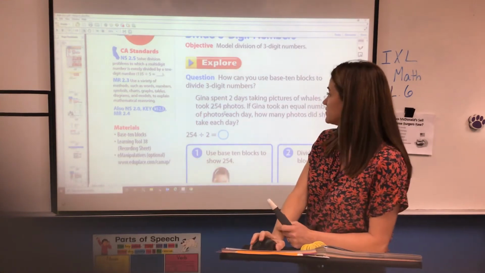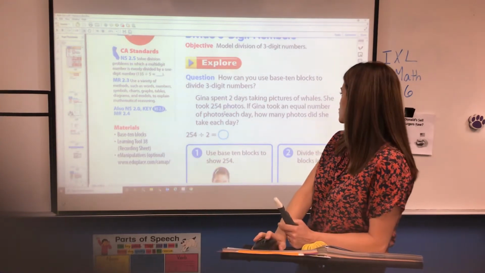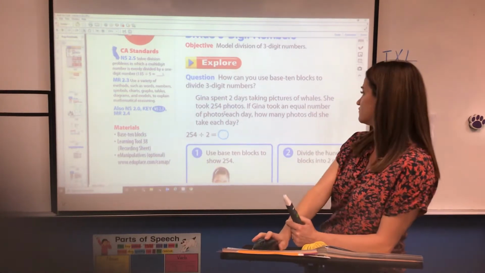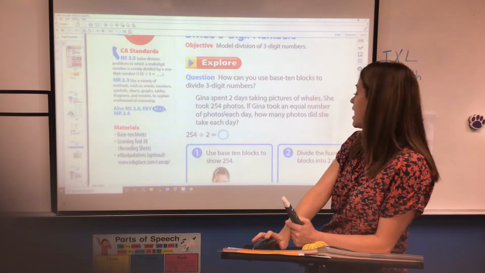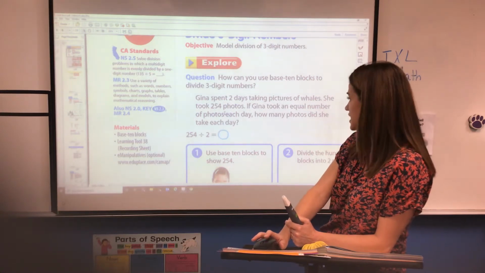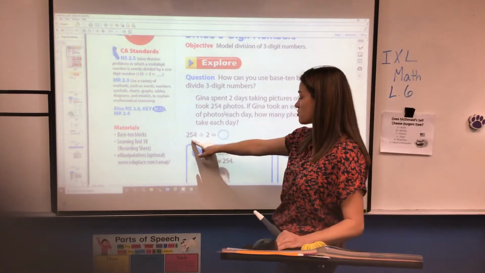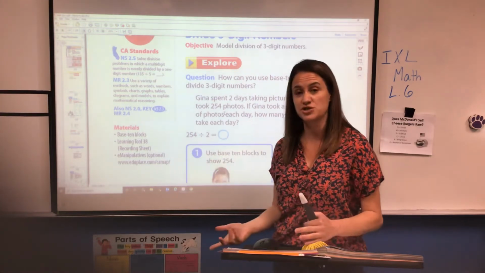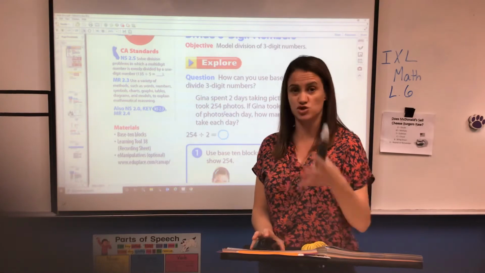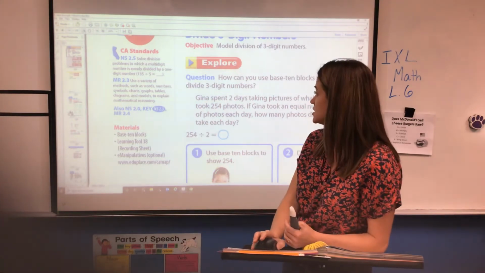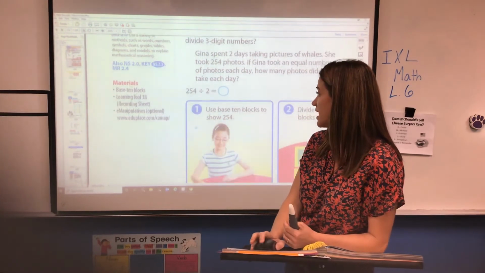And the question they're giving us is, Gina spent 2 days taking pictures of whales. She took 254 photos. If Gina took an equal number of photos each day, how many photos did she take each day? Well, they gave us the division problem of 254 divided by 2. So you can just divide that number, but if you're looking to use a strategy of base 10 blocks, let's go ahead and look at how they did that.